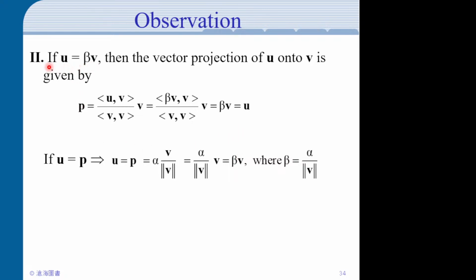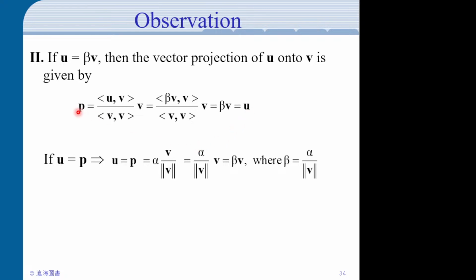For the if part, if u actually lies on this line, so it's beta times this v, we just plug into the equation. So p once again is the inner product of u with v divided by the inner product of v with v, times the vector v. Then u becomes beta v, so it is the inner product of beta v with v divided by the inner product of v with v, times v. We take out beta, then those two inner products cancel out. So it's beta v, and it equals u.